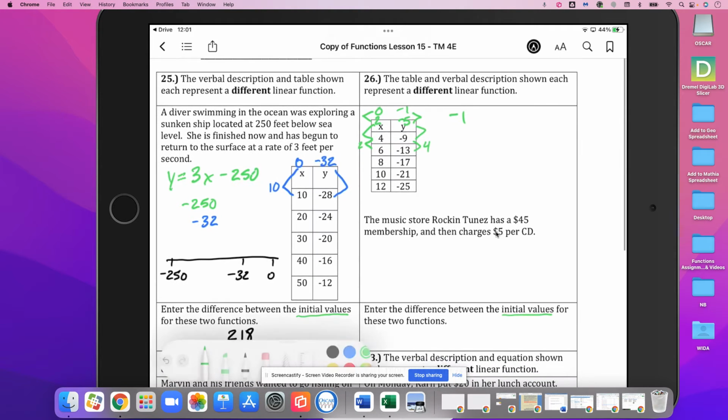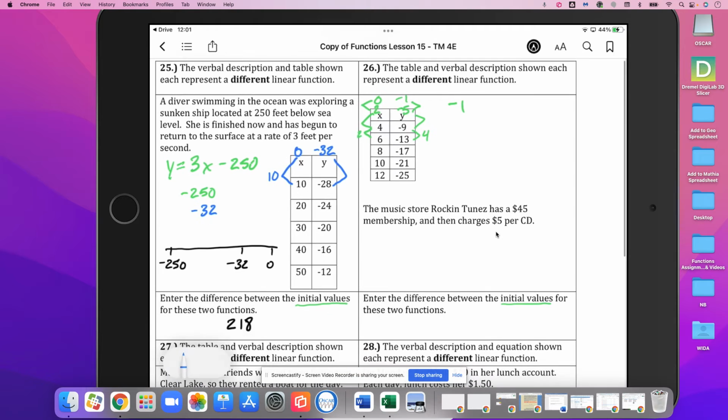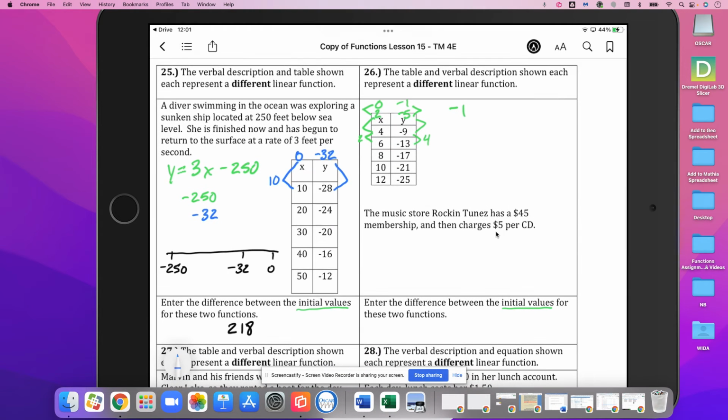And my initial value for the blue one, this little statement we have here: the music store Rockin' Tunes has a $45 membership, then charges $5 per CD. So our rate of change is 5. Our initial value is 45. So it looks like y equals 5x plus 45.